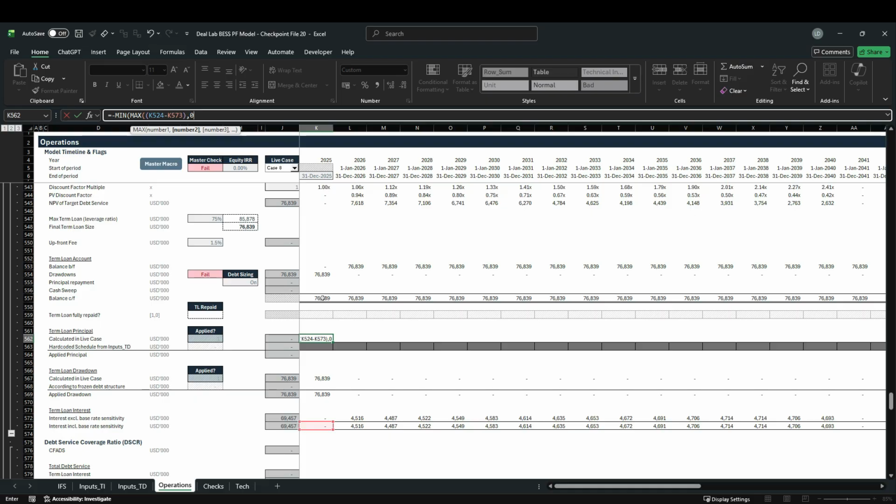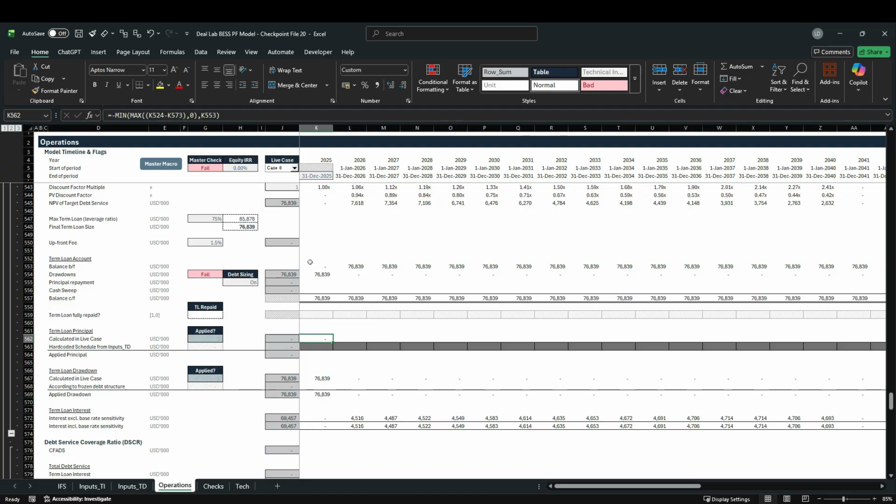So that's why we have to make sure that this is the maximum of the difference between this and 0. We don't want this to turn negative. Close parentheses. And then comma for our min function. We also never want to repay more debt than we have to in our balance brought forward. So refer to row 553, close parentheses, hit enter.